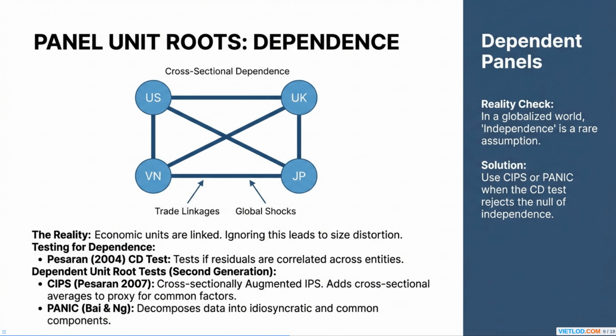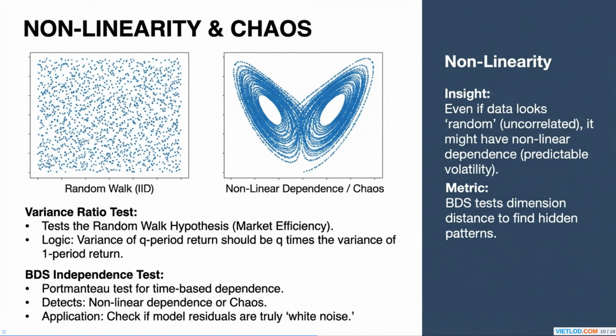If the CD test rejects the null of independence, we must use second-generation panel unit root tests, which are designed to handle this dependence. The CIPS test by Pesaran 2007 augments the standard IPS test by adding cross-sectional averages to proxy for unobserved common factors. Another advanced method, PANIC, panel analysis of non-stationarity in idiosyncratic and common components, decomposes the data into common and unit-specific parts before testing.